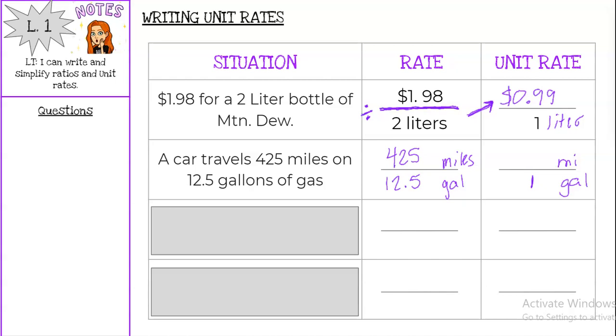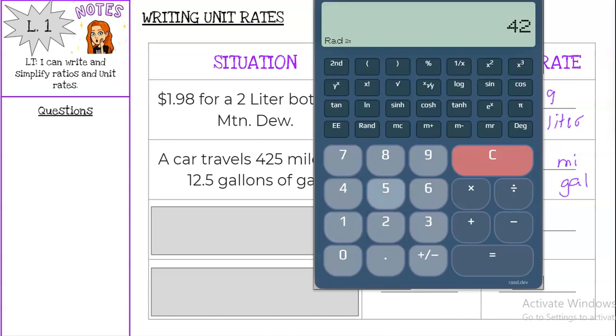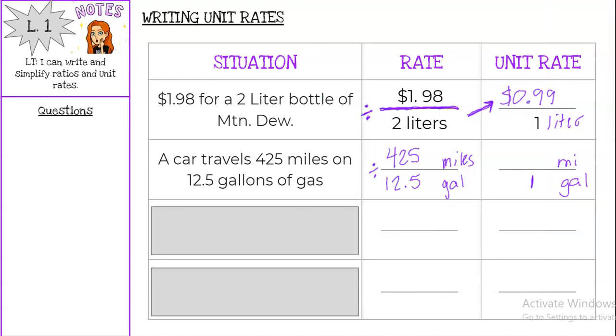So we're going to divide our original rate. We do 425 divided by 12.5, and we get 34. So that would tell us that for every gallon of gas we put in our car, we'll be able to travel 34 miles.